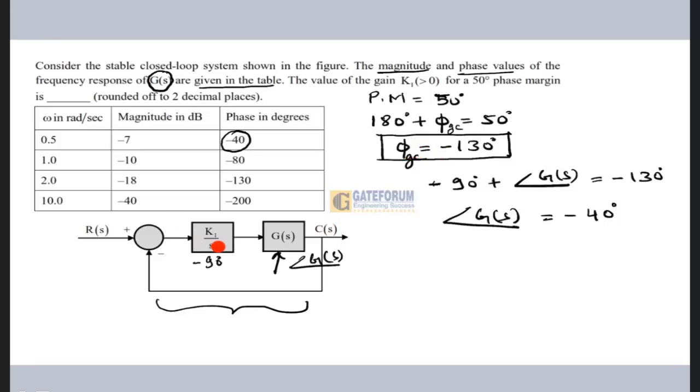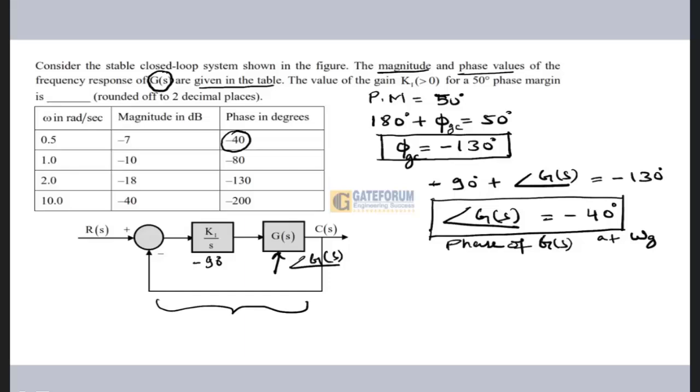So minus 90 degrees plus angle of GS will be equal to minus 130. So angle of GS, now I got minus 40 degrees. Corresponding to this particular angle, now you have to check the table, because now the phase of GS is known to you. Okay, this was not the phase of GS, this was the phase of the overall system. So the phase of GS is minus 40, and here the omega is given as 0.5. So this is the phase of GS at gain crossover frequency.